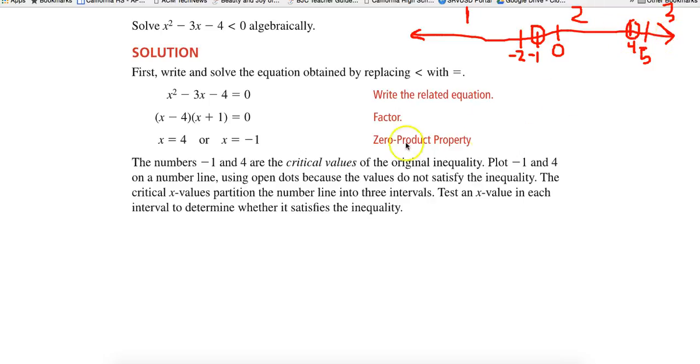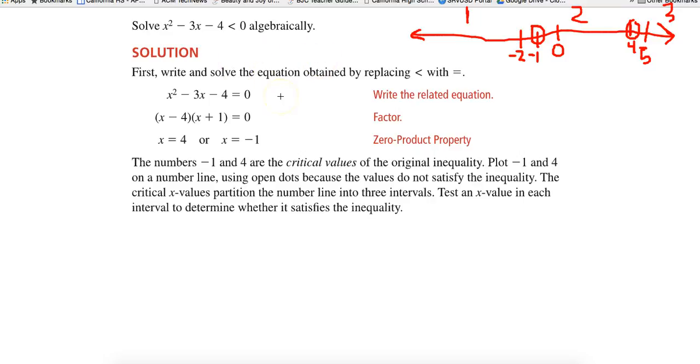Now, the reason that we have 3 regions is because these values do not satisfy the inequality. This is not equal to 0. What we need to do in order to determine which regions do satisfy our inequality is pick a point from each of these intervals and plug it into our inequality to see if it satisfies it or not. If it does satisfy it, then we know that our region is part of our solution.